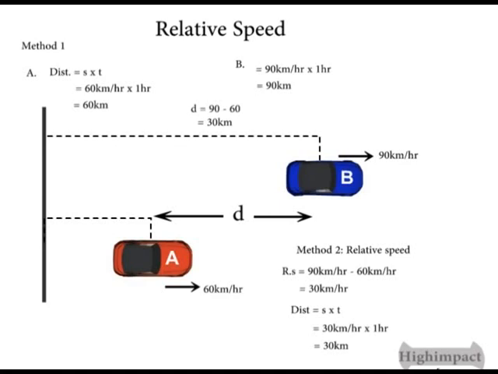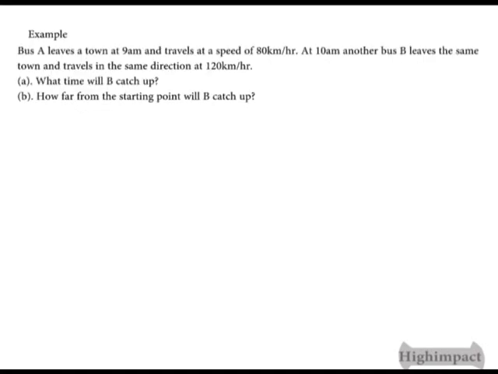Let's take an example. Bus A leaves a town at 9 a.m. and travels at a speed of 80 kilometers per hour. At 10 a.m., another bus leaves the same town and travels in the same direction at 120 kilometers per hour. Find A. What time the second bus will catch up with the first one, and B. How far from the starting point will the second bus catch up?